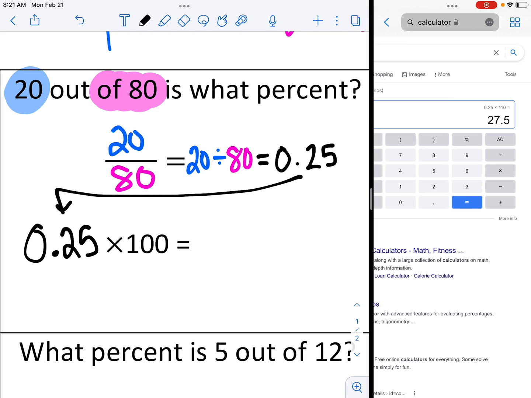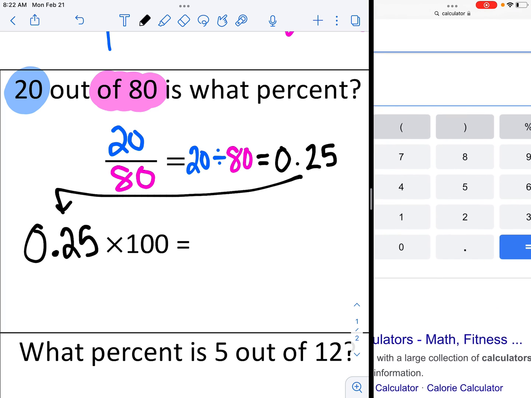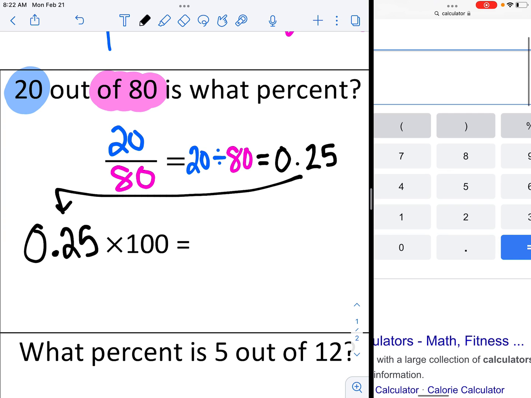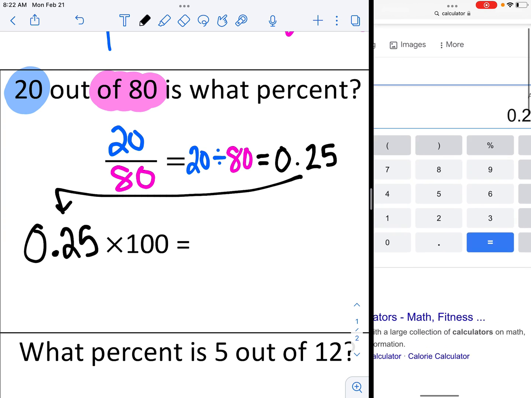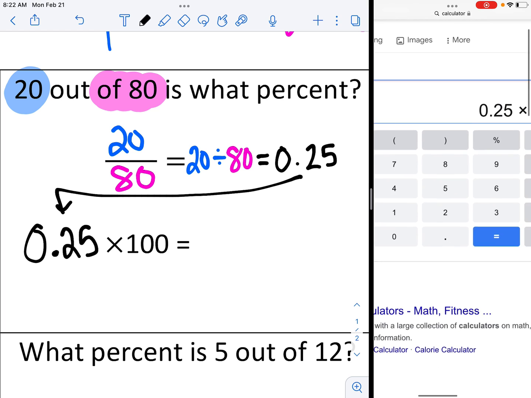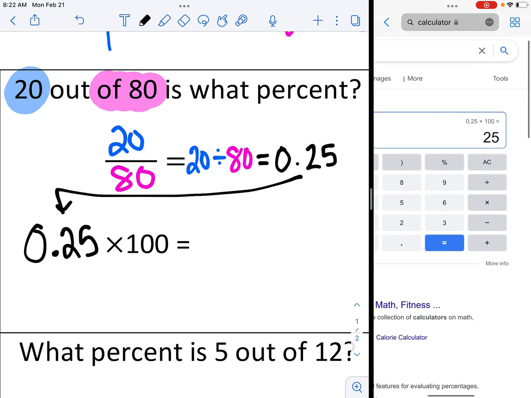Oh, I multiplied by the wrong number. Did you see that? Let's try again. 0 and 25 hundredths times 100. Still not right. I'm going to need to zoom in a little bit here. There we go, 100. Oh my goodness. All right. It's really hard on this really small. 0 and 25 hundredths times 100. That look right? Yeah, that looks right now. 25. Now I can write a 25 and the percent sign.